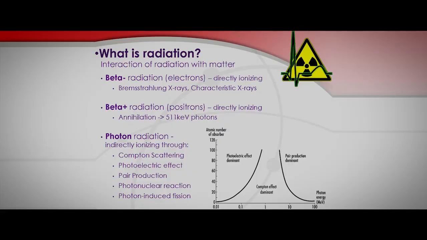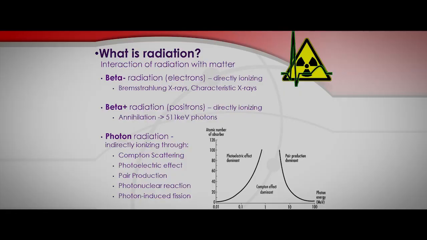Now, the beta plus radiation, as I said, the positrons, are very interesting because they are the antiparticle of the electron. They are also directly ionizing, same as the beta radiation, meaning they have a charge and thus produce ions along the way by attracting charges, which is pretty much the electrons from the shell.